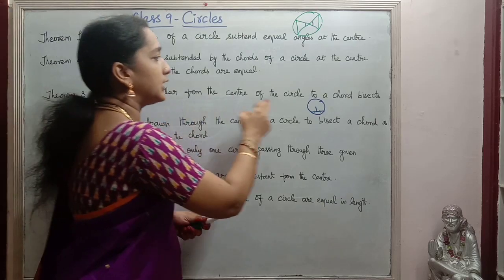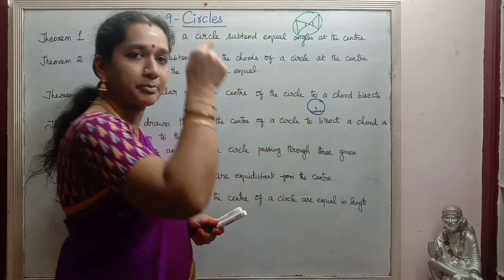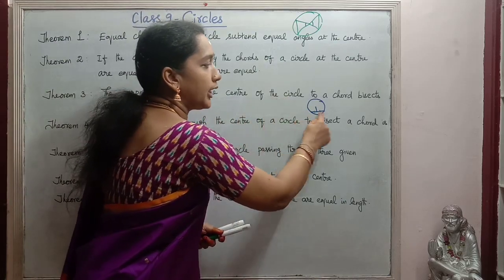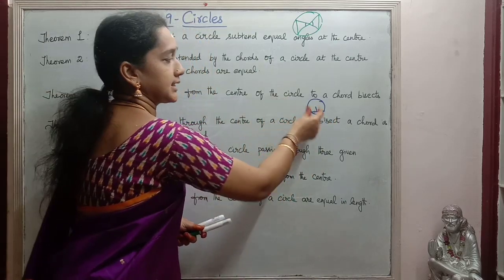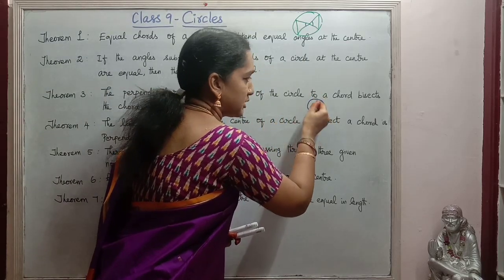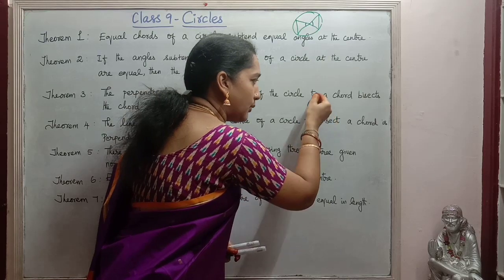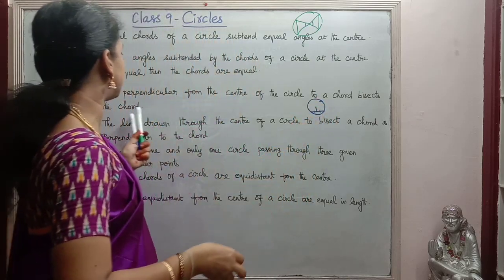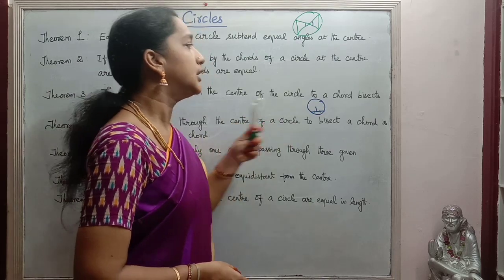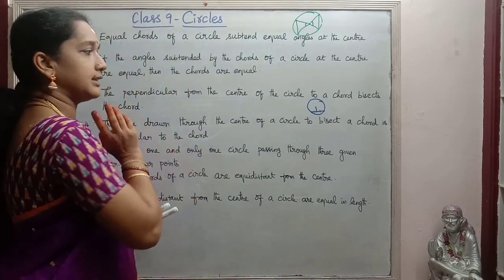The perpendicular from the center of a circle to a chord bisects the chord. So the lengths of the two parts of the chord will be equal when it is bisected. The perpendicular from the center of a circle to a chord bisects the chord.